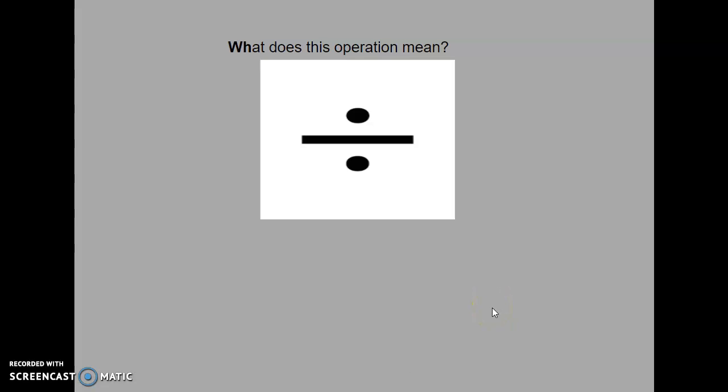Okay, in maths today, I would like you to follow my instructions and complete the activities, okay? So before we start, I want you to look at this operation or this symbol, and I want you to think about what this operation means. You will have seen it when you've been doing your maths recently. Say it out loud. What does it mean before I show you?